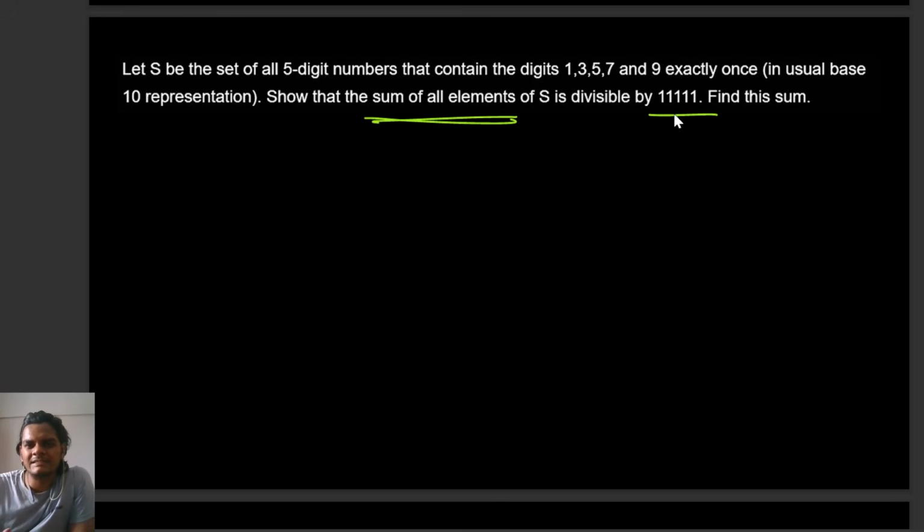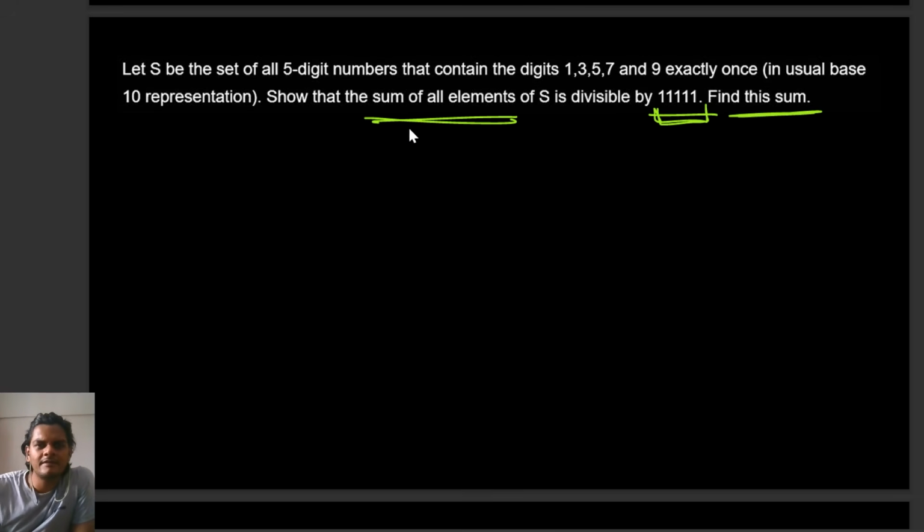So, it is easy to prove that it is divisible by this, always, right? No matter what the condition is. For this particular thing, find the sum. That is the important part. We can easily show that this is a multiple of this, but let's just find the sum.